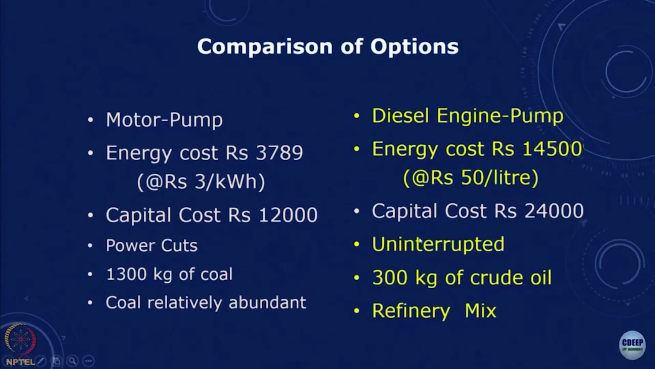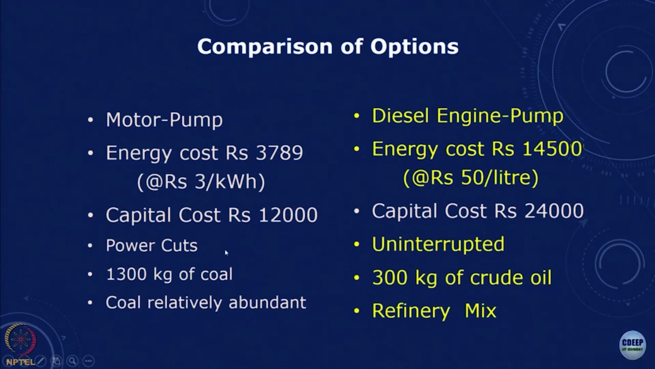So from a cost point of view, the diesel engine pump set looks to be a costlier option. From the farmer's point of view, it looks like this is a cheaper option. Also, this is a more efficient option from a farmer's point of view. Capital cost is also lower, operating cost is also lower.